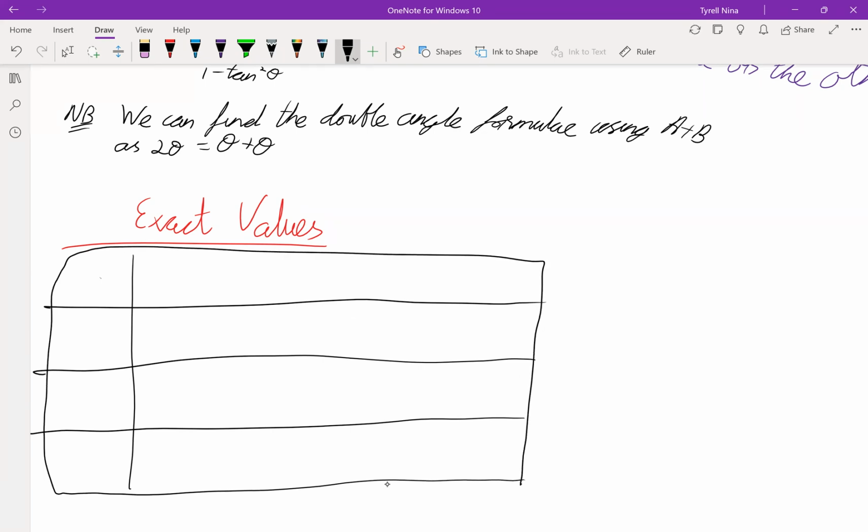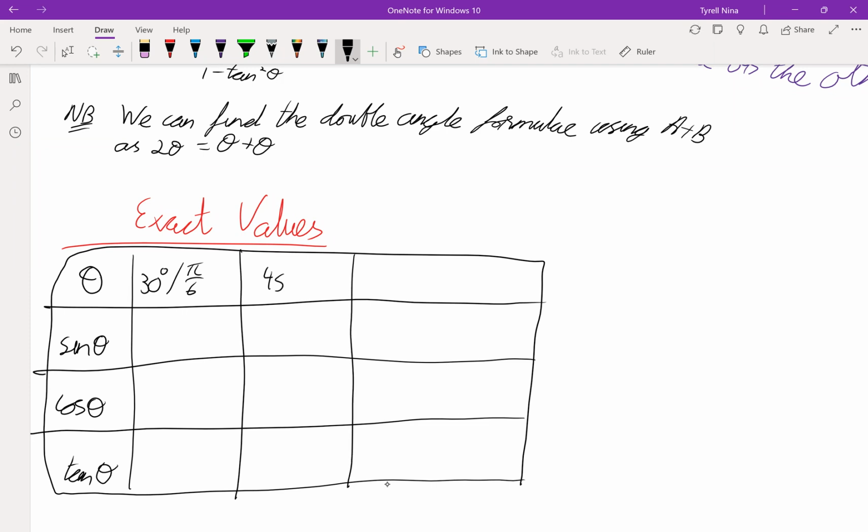So this is theta, sine theta, cos theta, tan theta, and we have 30 degrees, pi over 6, 45 degrees, pi over 4, 60 degrees, pi over 3, 90 degrees, pi over 2. As I said, back in the day we didn't have calculators that would return the value in surd form, so you just had to learn it off.